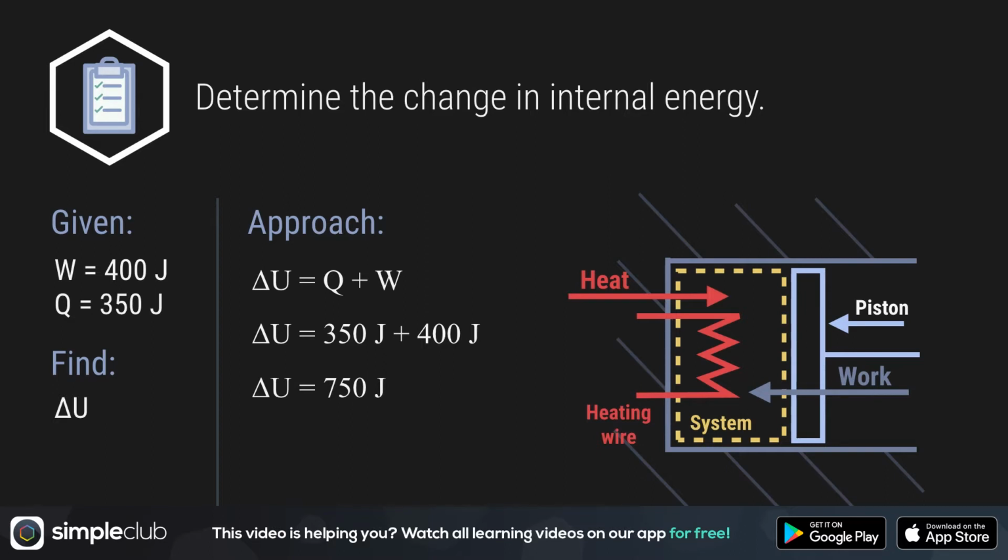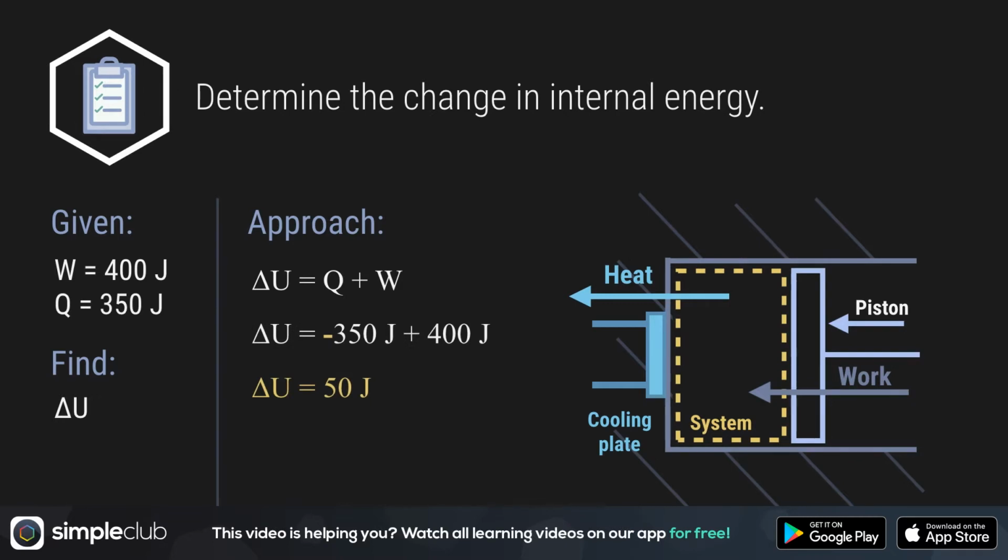Now, if we had a cooling plate instead of the heating wire, the value for the heat would have been negative. Makes sense after all. Cooling takes heat out of our system. And that's pretty much the essence of the first law of thermodynamics. Basically, this is how it always works. You try to find out how the individual terms fit together and what kind of effect they have on the system. Okay, so let's sum all this up.